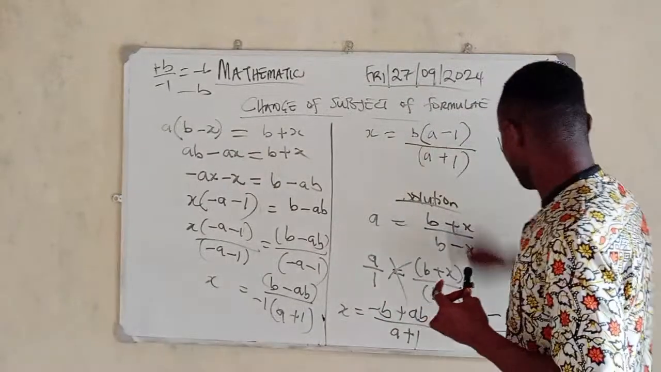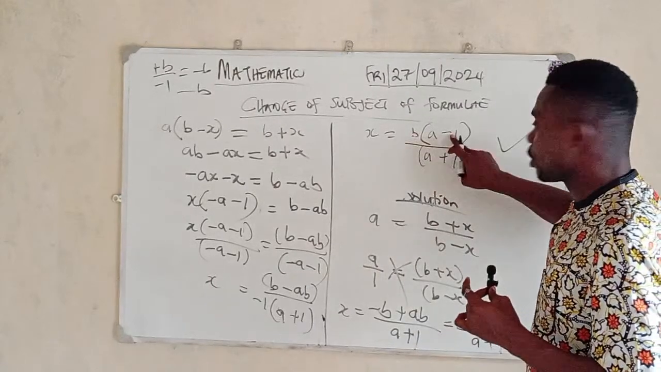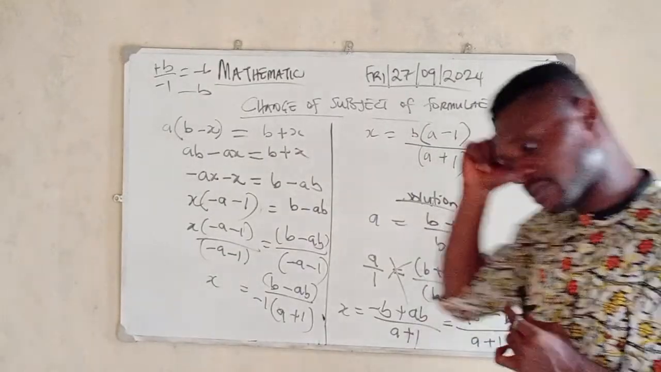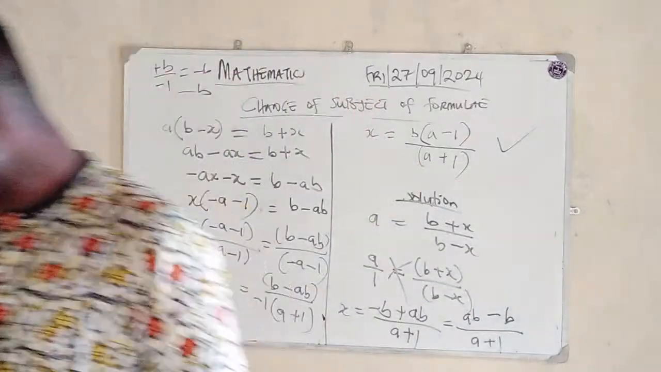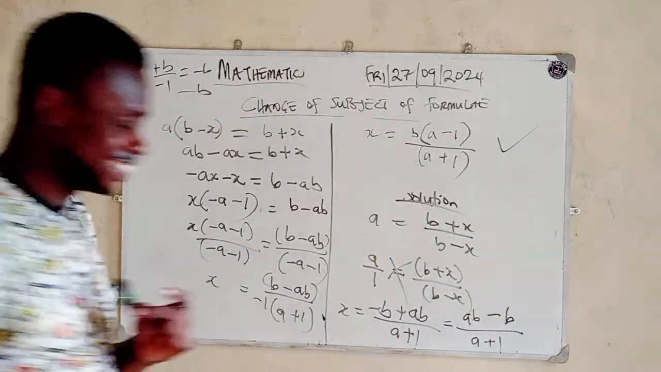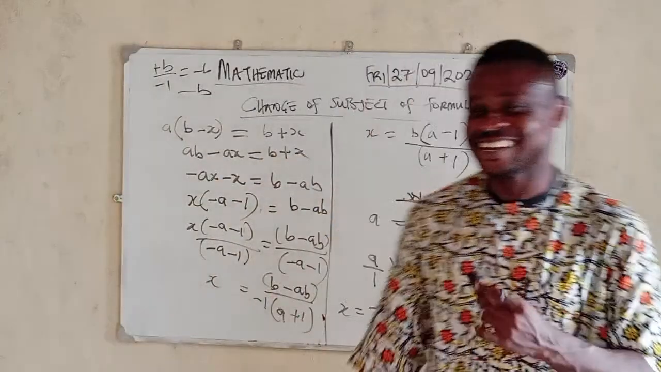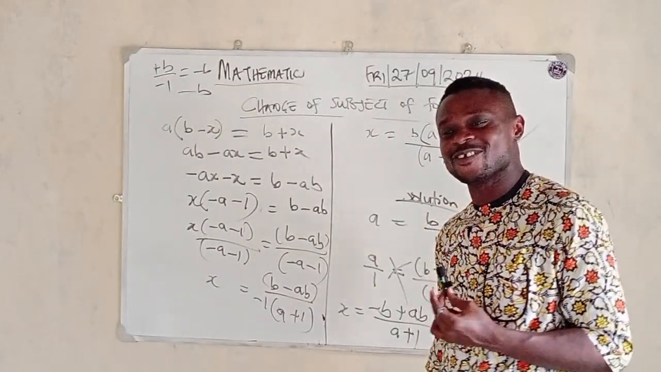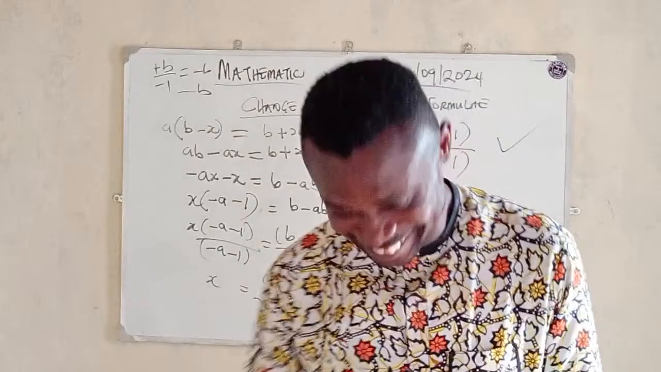B times A is AB. B times minus 1 is what? Minus B. Is it clear? That's the answer. This is change of subject of the formula.